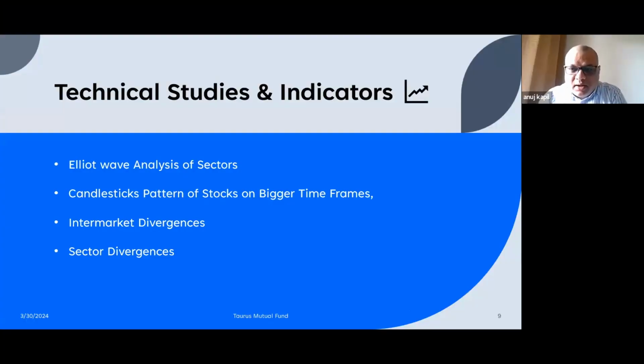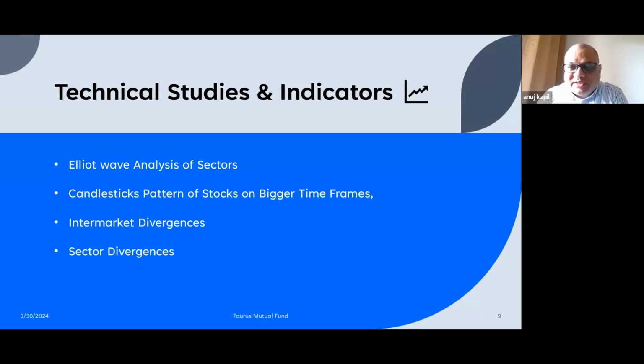So one of the key parameters of technical analysis which I follow is Elliott wave analysis of sectors. We do not do any Elliott wave analysis of stocks. We do it for the sector so that we get to know which sector is going to perform over an overall period of time. Because Elliott wave presents the overall picture for the next 5 years to 10 years to 15 years to 20 years. So it gives you the social change, the paradigm change in the sector.